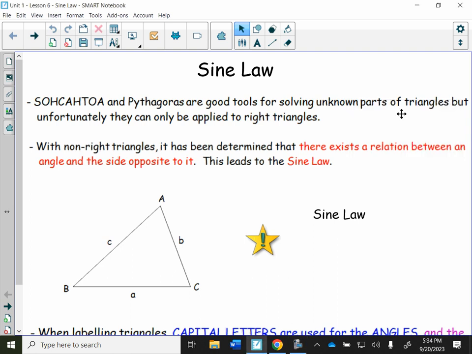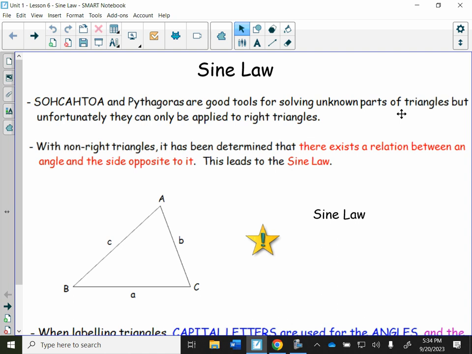In this lesson, we're going to examine a new tool, one that's useful when we don't have a right angle triangle. Pythagoras, SOHCAHTOA, great tools, but they only work with right angle triangles. And of course, things in the real world are often not just right angle triangles. So what we're going to look at today is something called the sine law, and we use it when we have a non-right triangle. It's a more powerful tool.